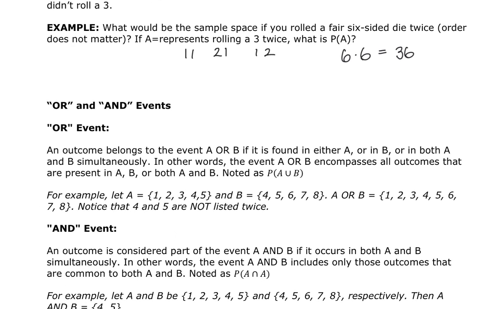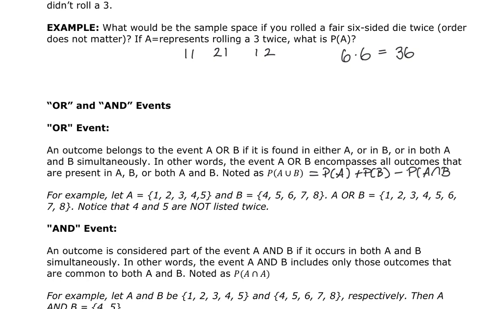Let's talk about the or and the and event. So with an or, that means this or this could happen. So if we let A equal this and B equal this, and A or B is the combination, notice that we don't write 4 and 5 twice. So basically what you do with an or statement is you add everything you have in A and everything you have in B, and then you take off any overlap. So the probability of A or B is going to be the probability of A happening plus the probability of B happening minus any overlap, and we call that the and statement.